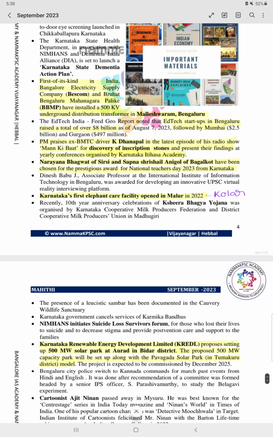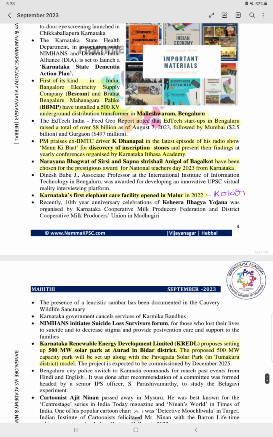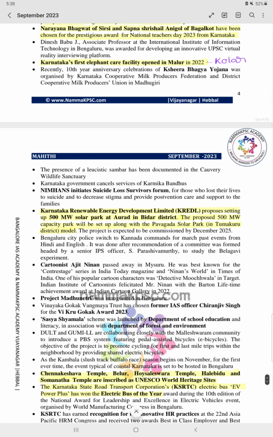Then we have K. Dhanpal. He is important because the Prime Minister had taken his name in Mann Ki Baat, where he is a conductor, but he discovers inscriptions in his free time, and he sends them to the Karnataka Itihasa Academy. Narayan Bhagwat of Sirsi and Sapna Anigod of Bagalkot have won the national best teacher awards on Teachers' Day. And Karnataka's first elephant care facility has been opened in Malur. Where is Malur? It is in Kolar.